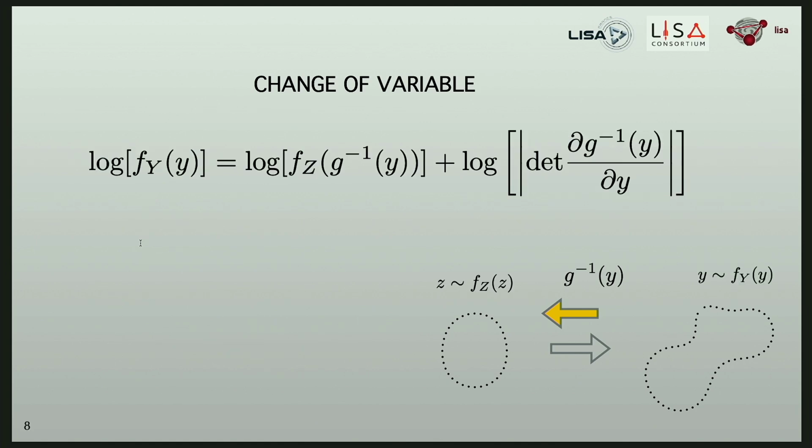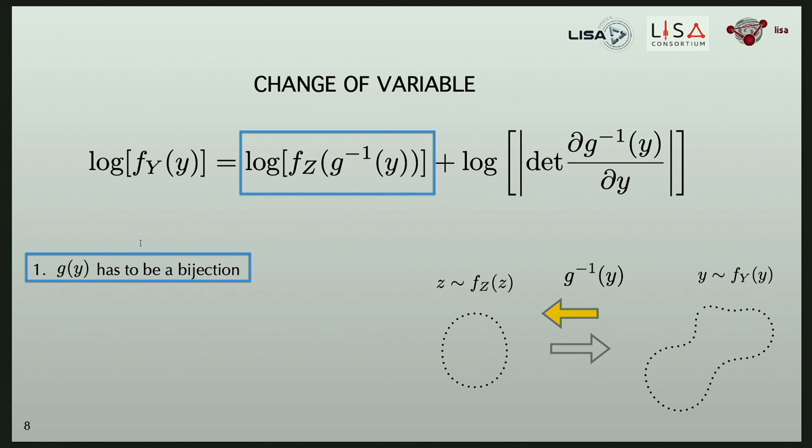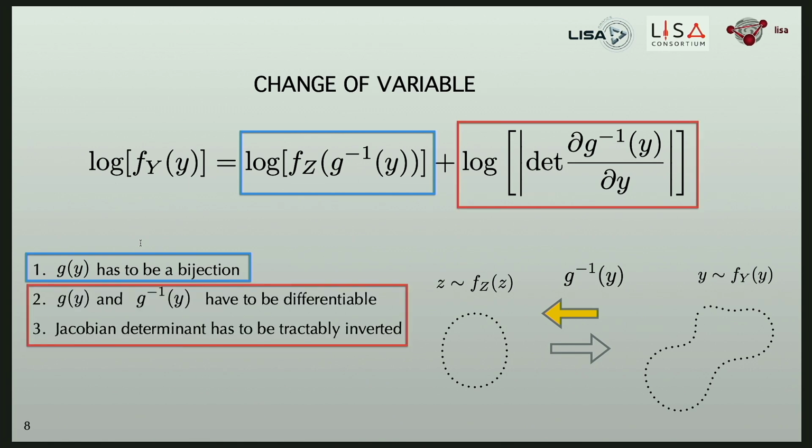Let's look more carefully at this equation and see how practically we can implement it. If we write the log of the change of variable equation, we see that we need to take care of several parts. First, the transformation that we define has to be a bijection. Then the transformation and its inverse have to be differentiable, and also the Jacobian determinant has to be tractably computed.